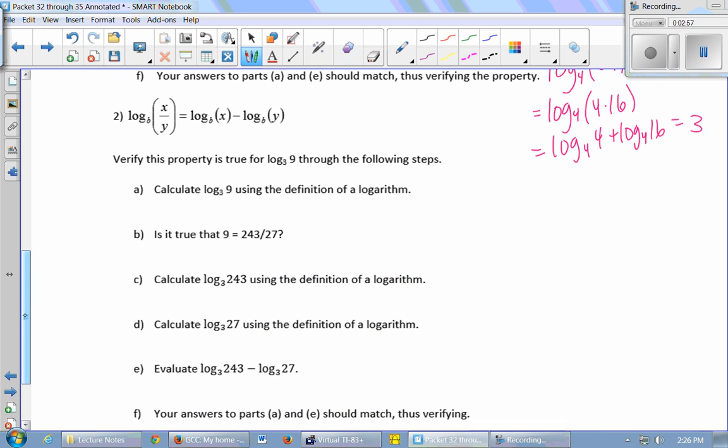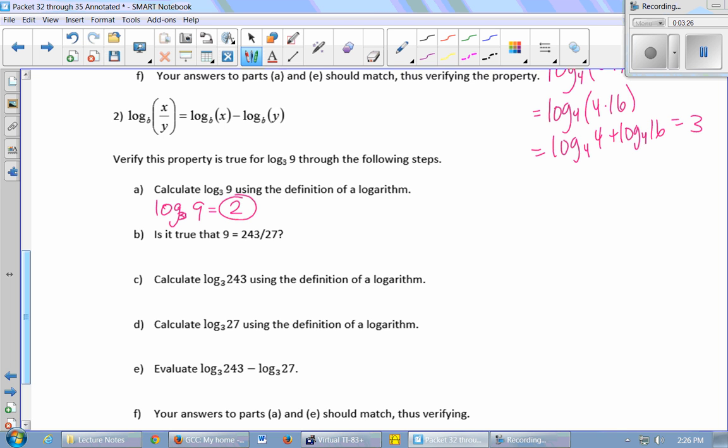Okay, second property, log base b of x over y. If you want to take the log of a quotient, you can expand that to taking the difference of two logs, log of x minus the log of y. So we'll verify this property for log base 3 of 9. So log base 3 of 9, using the definition of a logarithm, is just asking what power should I raise 3 to make 9? And the answer would be 2.